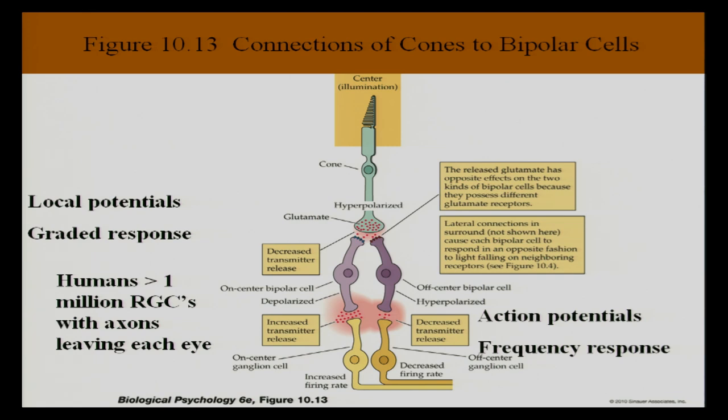So the local potentials get turned into action potentials in the axons that come away from the retinal ganglion cells in the optic nerve. Remember in your sheep brain dissection, you turned the brains over and you saw the optic nerve going to the optic chiasm and you dissected that away. That's what's carrying the information out of the back of each of your eyes.